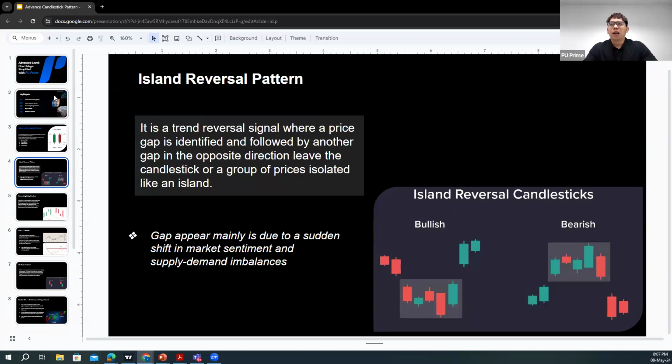Okay, anyone heard of the island reversal pattern? I guess no, right? Because it is very, very rare, especially in the forex market. But anyhow, let's delve into it. Island reversal pattern is something where you get a gap. Do you guys know what a gap is? A gap is like there's no price in between.